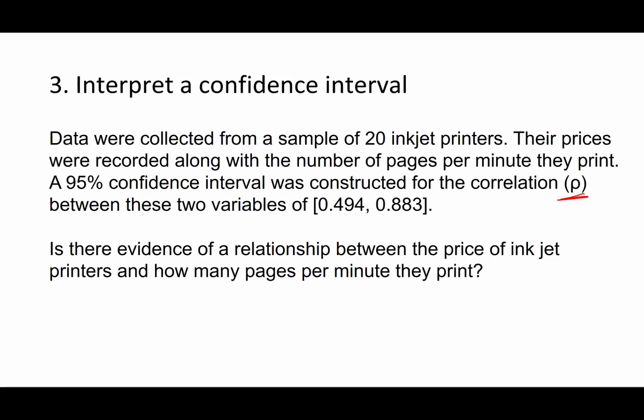We're going to look at the confidence interval for the correlation to see if it contains 0. It does not contain 0, therefore 0 is not a reasonable estimate of the correlation in the population. Yes, there is evidence of a relationship between these two variables in the population.